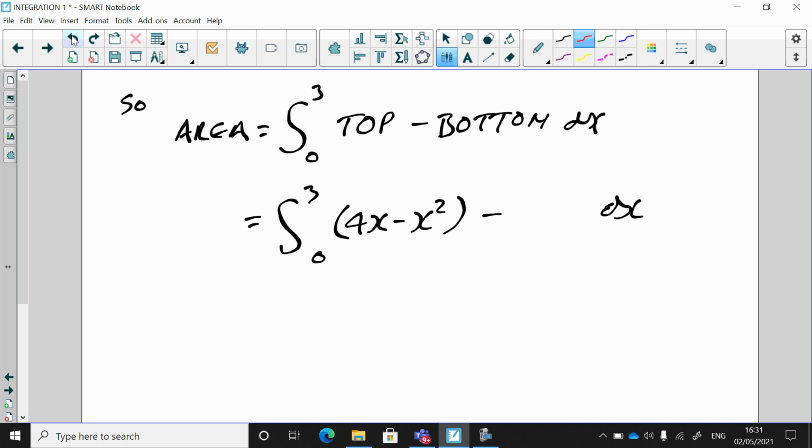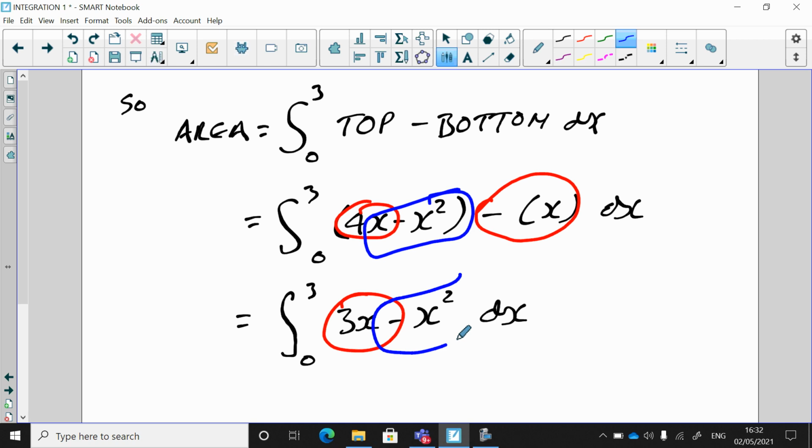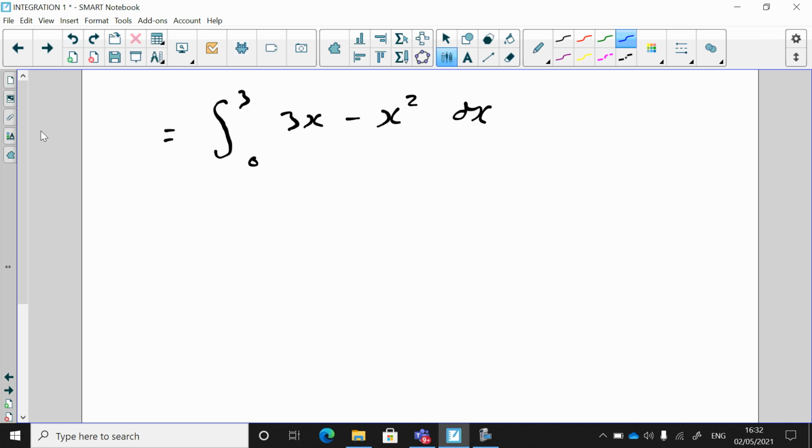Right, next, top curve, bottom curve. A line's a curve. How did I get 3x take away x squared there? 3x take away x, because there was 4x in there, and I was taking away x, and that gave me my 3x, and then the negative x squared just came from that part there. So that's how I got that there.